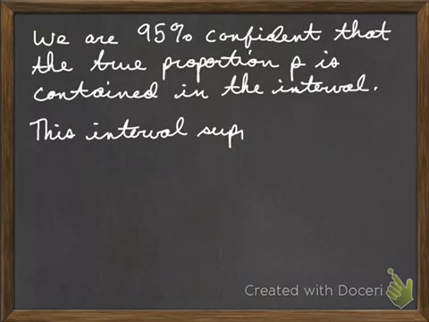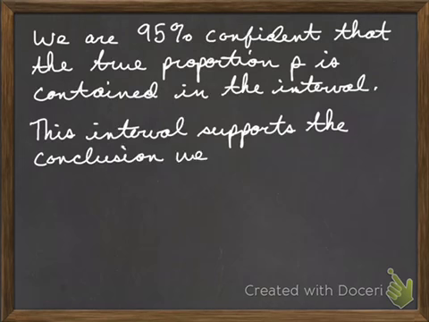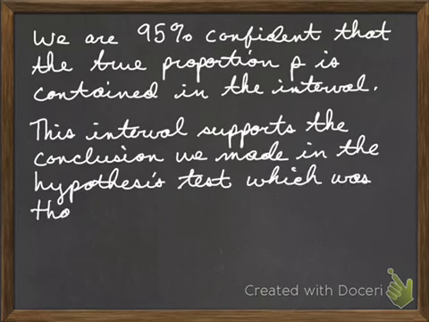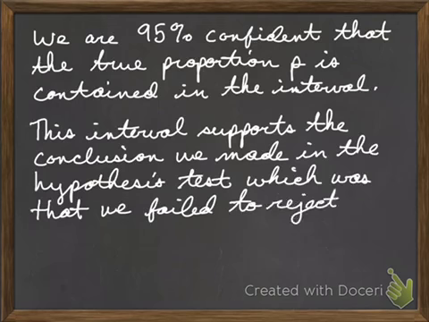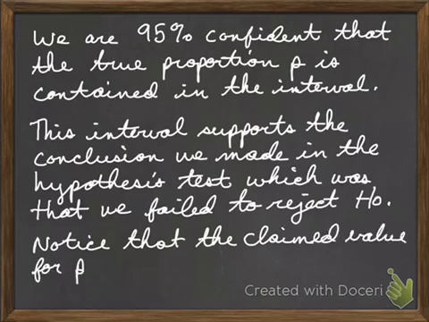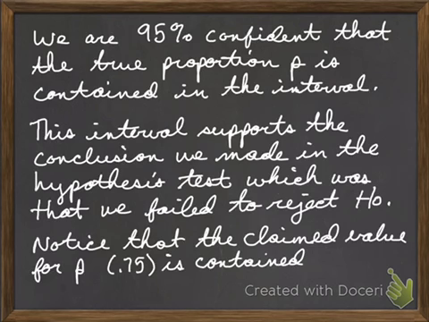This interval supports the conclusion we made in the hypothesis test, which, if you remember, was that we decided to fail to reject the null hypothesis. And if you'll notice, the claimed value for P, which is 0.75, is actually contained in our confidence interval.